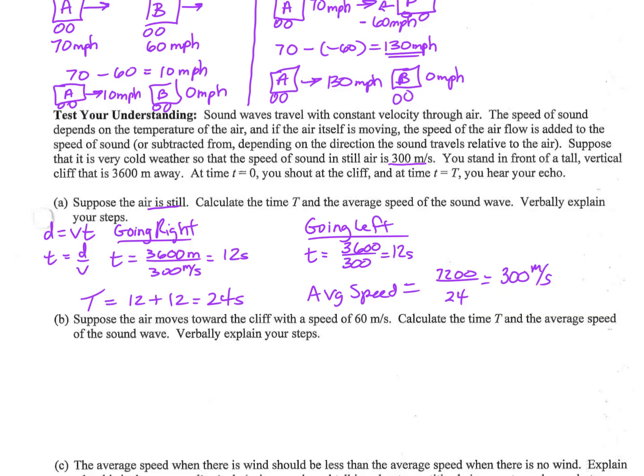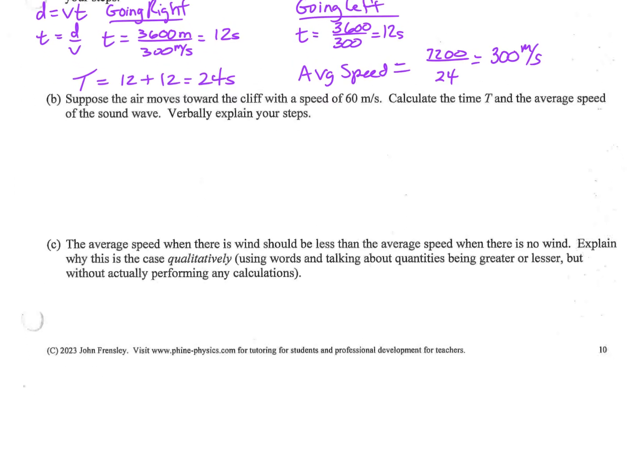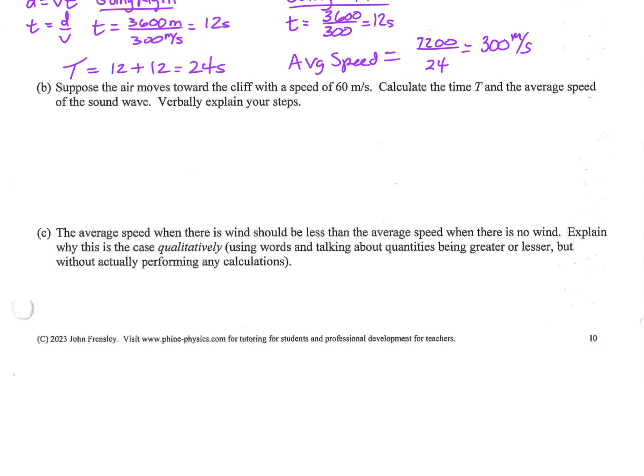Now, suppose we have air moving towards the cliff with a speed of 60 meters per second. Calculate the time t and the average speed of the sound wave. Verbally explain your steps. All right. So now we've got the air moving towards the cliff. So on the way to the right, it's moving in the same direction, right?